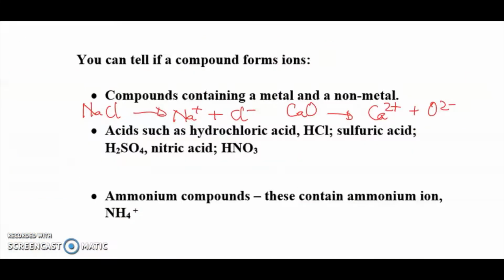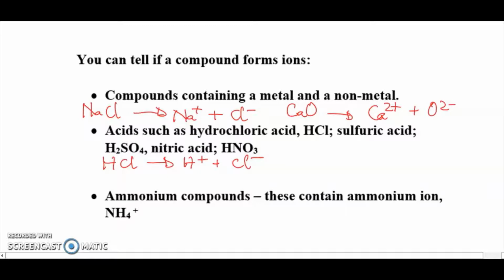So let's look at the next rule. Acids such as hydrochloric acid, HCl, sulfuric acid, H2SO4, and nitric acid, HNO3, will also form ions. I take the case of hydrochloric acid. We have HCl, so it will form the ions H+ and Cl-.